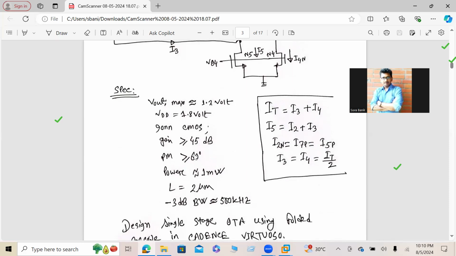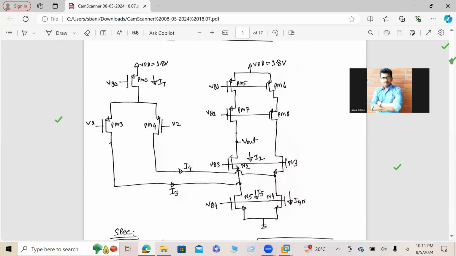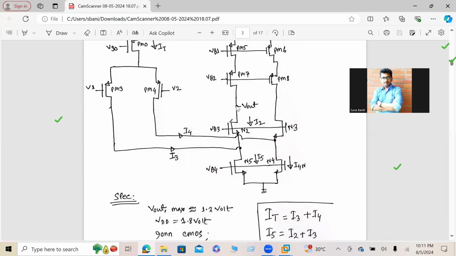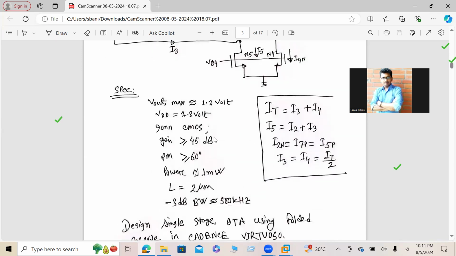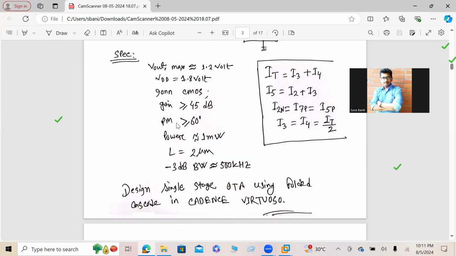My gain, I expect greater than 45 dB, as it is a single stage. So I might not get around 50 dB from this circuit. Obviously we can add a second stage, but not now. From this first stage cascode opamp, I may get more than 40 or around 45 dB gain, but my phase margin should be greater than 60 degrees. I assume my power is 1 milliwatt, but for the phase margin it should be greater than 45 degrees to avoid oscillation.